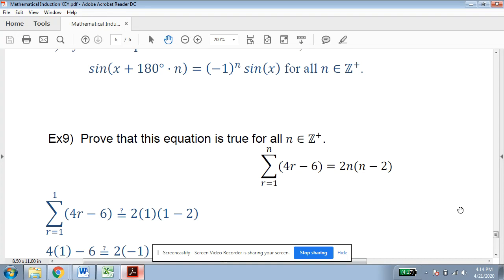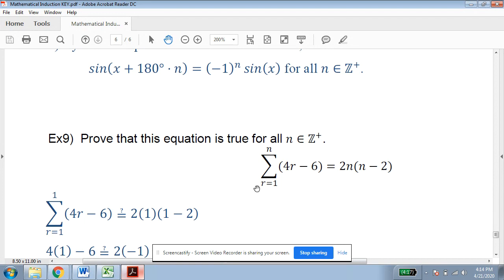All right, here we are on example 9 in the Principle of Mathematical Induction packet. If you have not yet tried this problem on your own, please pause the video now and go try it. You should be able to get this one. Example 9, we are proving that this equation down below is true.